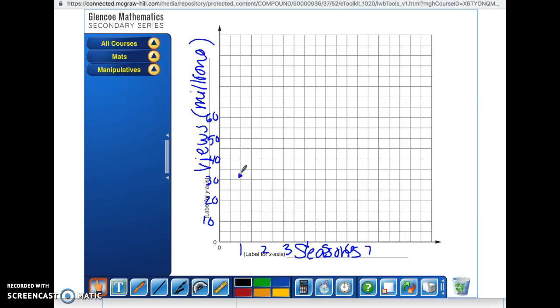Okay, we're going to go over 2 up 26.3. Over 3 up 25. Over 4 up 24.7. Over 5 up 22.6. Over 6 up 22.1. Okay, so there we've constructed a scatter plot.